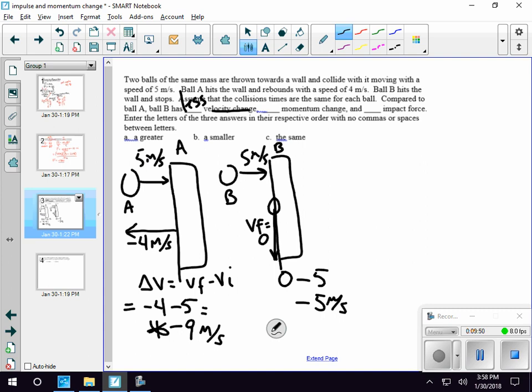What about momentum change? How do I find momentum change? Momentum change is either going to be force times time, or it's going to be mass times change in velocity. Considering this one has less change in velocity, and they're the same mass, this one is also going to have less momentum change. What if this question, instead of saying momentum change, said impulse? I'd still answer it exactly the same way, because they'd be asking the same exact thing. Momentum change equals impulse. They are the same.